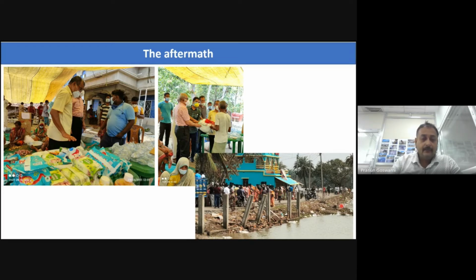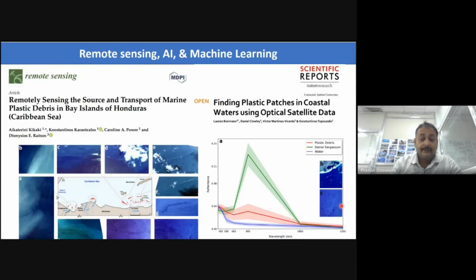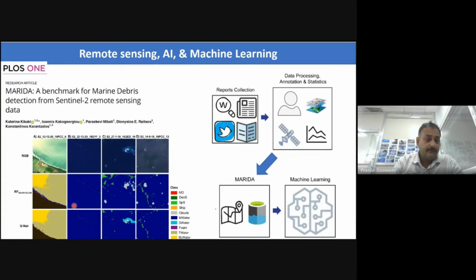So there are a lot of areas to look after for this plastic research, and nowadays researchers are coming up with remote sensing, artificial intelligence, and machine learning to understand the distribution, propagation, and the ultimate fate of plastics in the marine environment. In this particular study, remote sensing based on satellite data was used to understand over time how plastic moves in the Caribbean Sea. Again, this is research from a group in Greece, where they developed a marine debris database based on the Sentinel-2 remote sensing satellite.